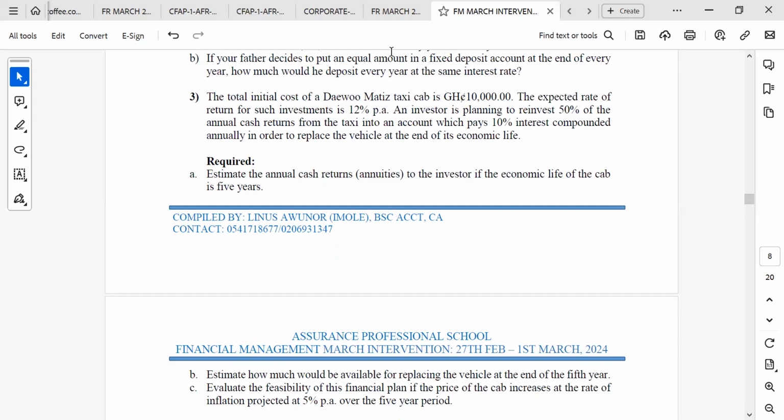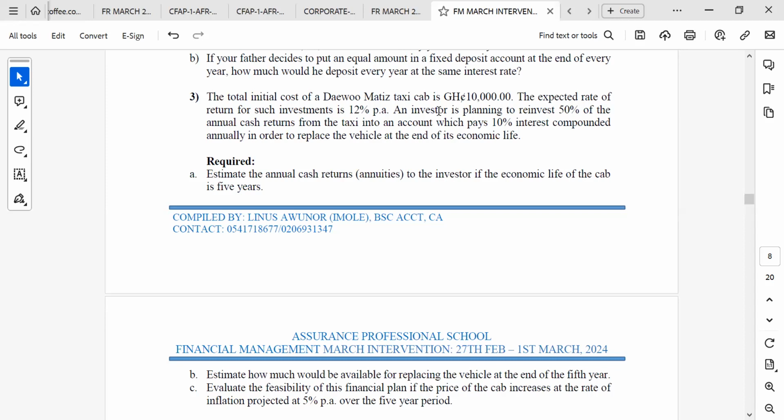Okay, question 3. The total initial cost of a Daewoo Matiz taxi cab is 10,000 Ghana cedis. The expected rate of return for such investment is 12% per annum. An investor is planning to invest 50% of the annual cash returns from the taxi into an account which pays 10% interest compounded annually in order to replace the vehicle at the end of its economic life.